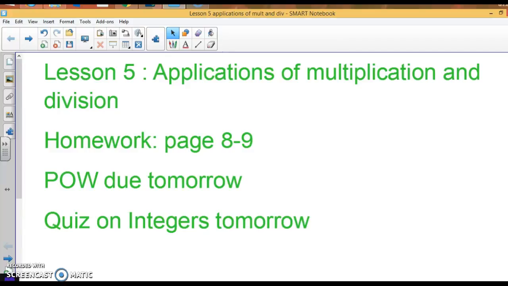Today is the first in Unit 1, Lesson 5, Applications of Multiplication and Division.